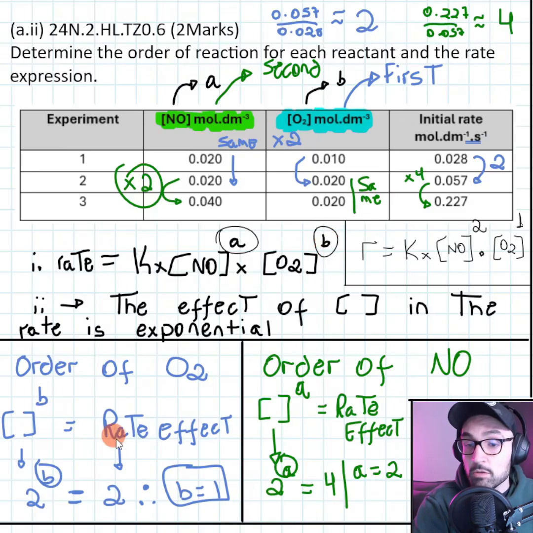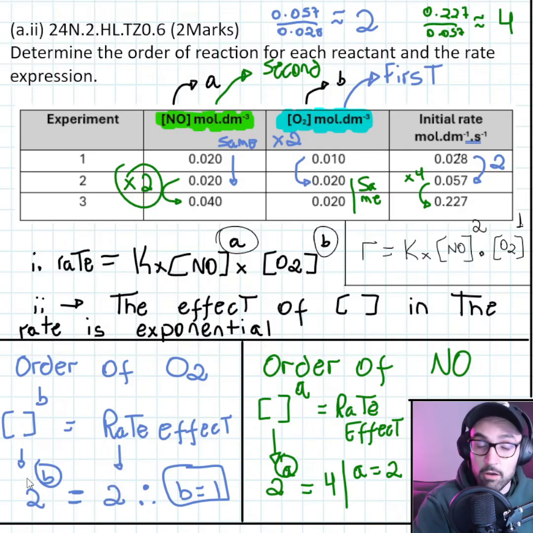What happened to the rate? What is the rate effect? It went from 0.028 to 0.057. If you divide these 2 values in order to find out what happened, it is going to be 2.03. You can approximate that to a whole value as long as it's 2.0 something. So the rate effect was also approximately 2.